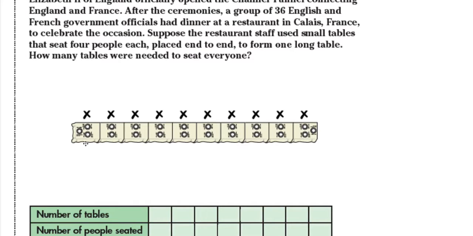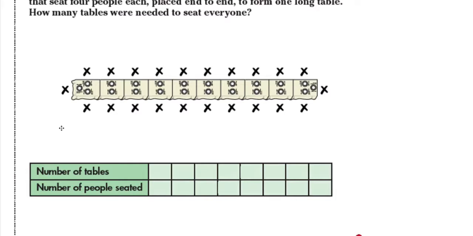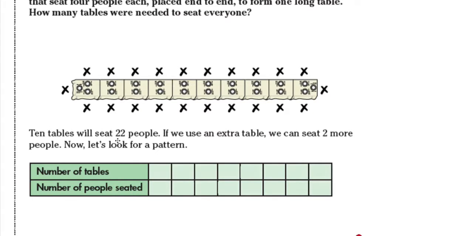If you look at it very carefully, if you put these tables next to each other, there'll be one person on each side and one person on the other side of the table and one at both ends of the table. So drawing would be helpful in this type of problem. And if you notice here, 10 tables will seat 22 people: 1, 2, 3, 4, 5, 6, 7, 8, 9, 10, and there are 22 people. If we use an extra table, we can seat 2 more people.